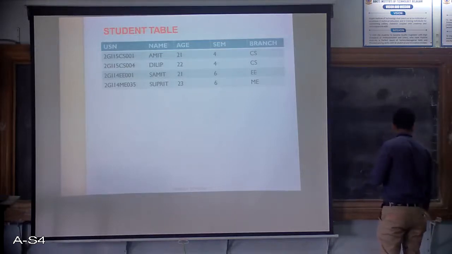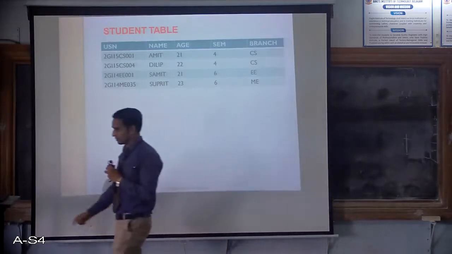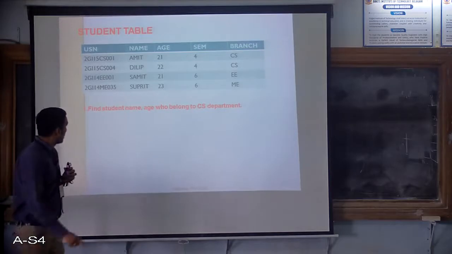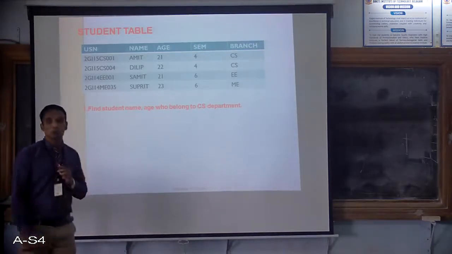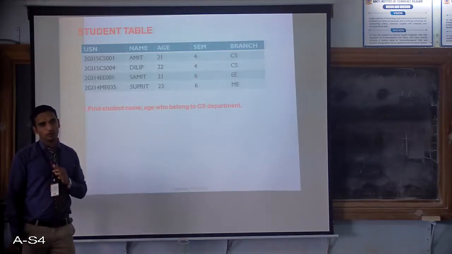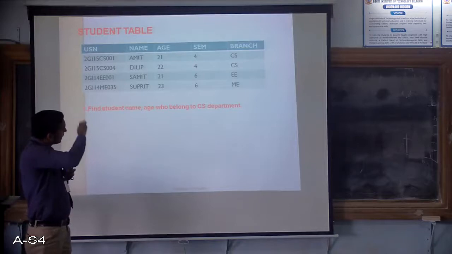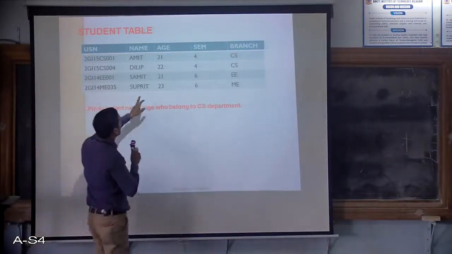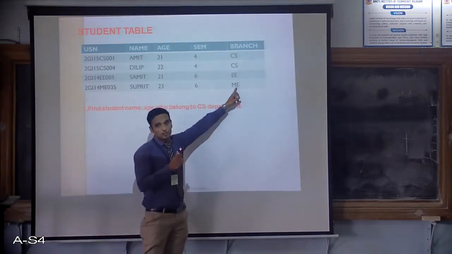Understood what it means by select? Select will select the rows, project will select the columns. Okay. So let's work practically. Now from this table, I want to find student name and age who belongs to CS department. What it means? From this table, I want to only display the name and age. See, I want to display only these 2 columns, name and age, who belongs to CS department.